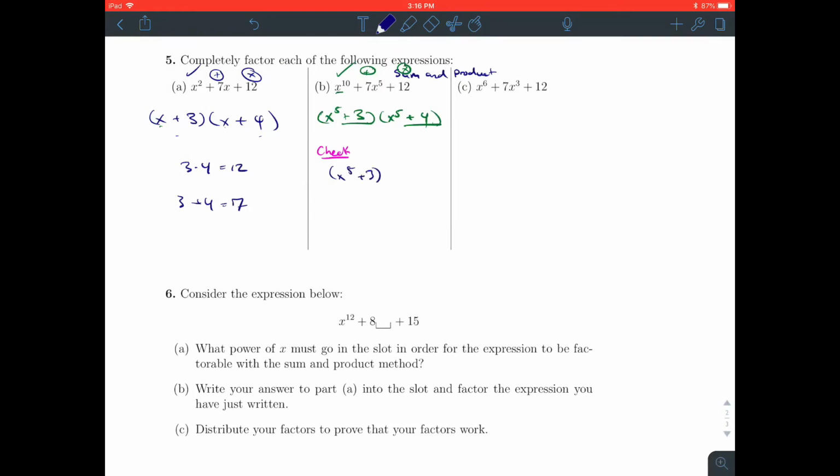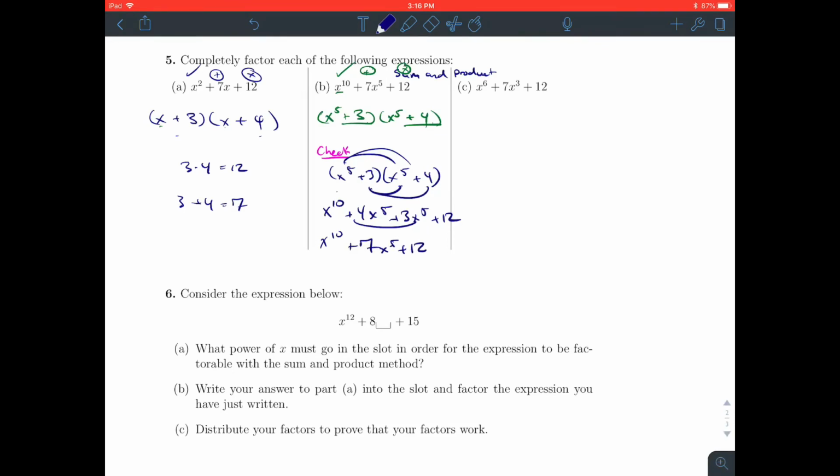x to the 5th plus 3 times x to the 5th plus 4. We can check this by distributing. x to the 5th times x to the 5th, we add the exponents, getting 5 plus 5 is 10. We get 4x to the 5th plus 3x to the 5th plus 12. Combining like terms gives us 7x to the 5th plus 12.